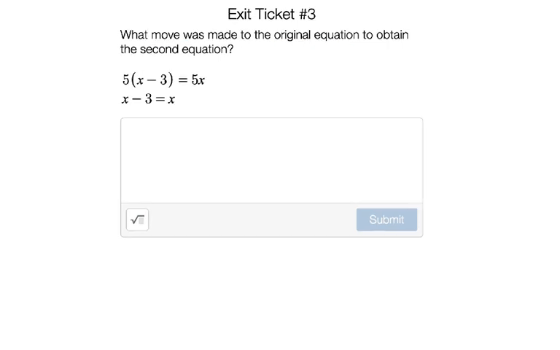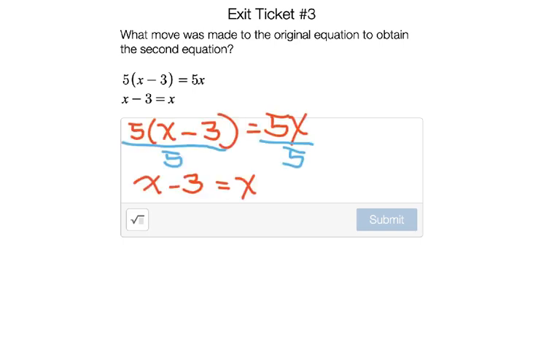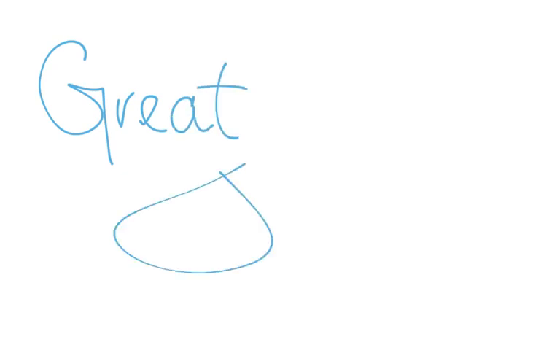Looking at this one, again, I'm going to think about a move that was made. So in this exit ticket, I divided both sides by 5. So 5 divided by 5 leaves me with x minus 3. And 5x divided by 5 is simply x. So x minus 3 is equal to x. And there you go. That is it. Great job. Hopefully that helped.